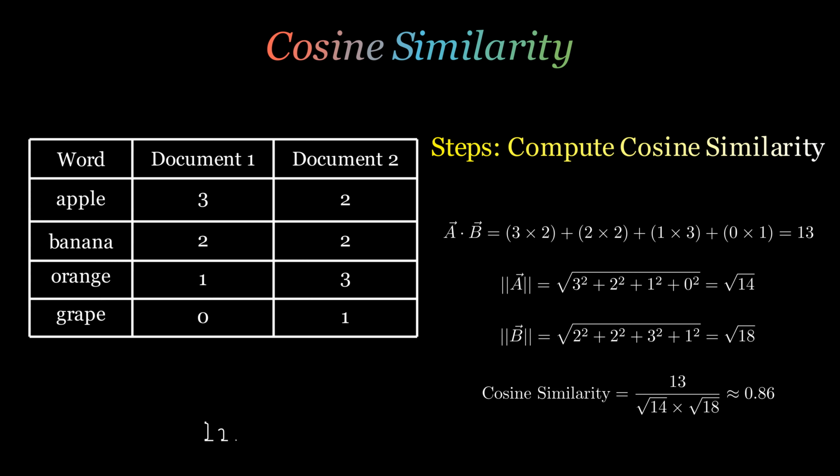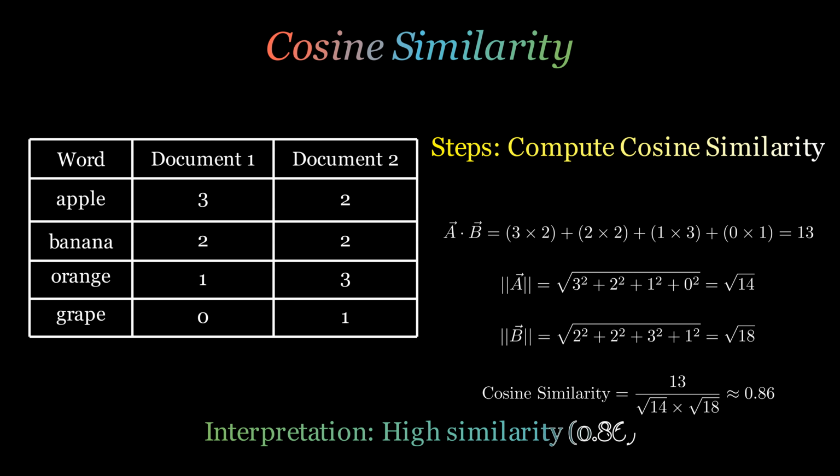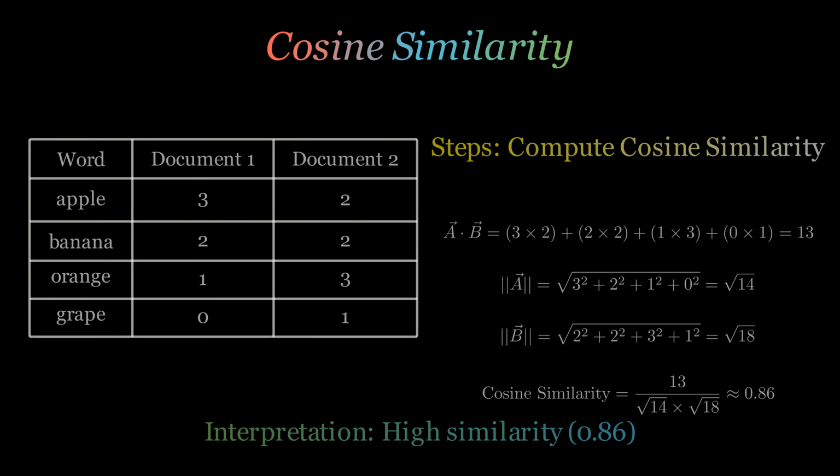A cosine similarity of 0.86 indicates that the two documents are quite similar. This metric is particularly useful in text analysis, where the magnitude of the vectors, the word counts, may vary, but the orientation, the relative word frequencies, is more important.